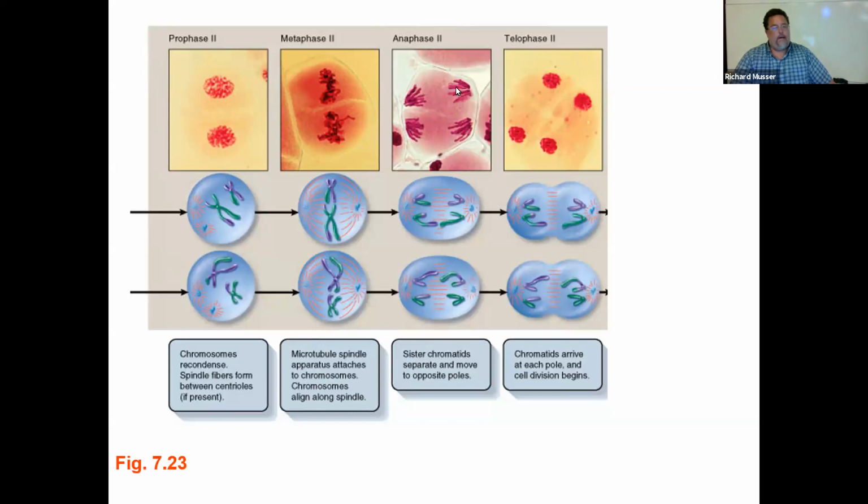Then we have anaphase 2, and then a cell membrane forms between them. And now you have those 4 cells. In the case of men, again, it'll be sperm cells. There might be some more development, kind of things happening to make the sperm cell. This is the meiosis that took place.